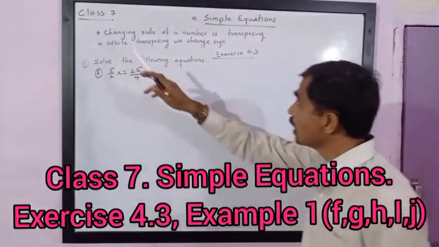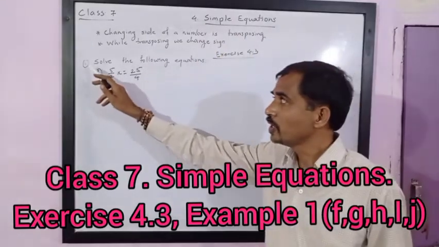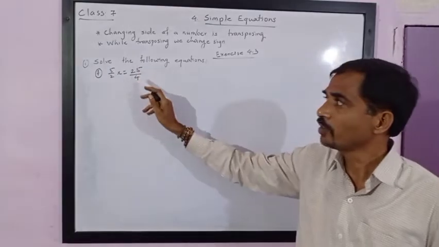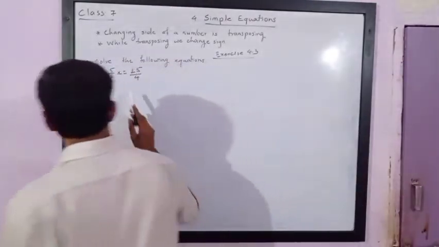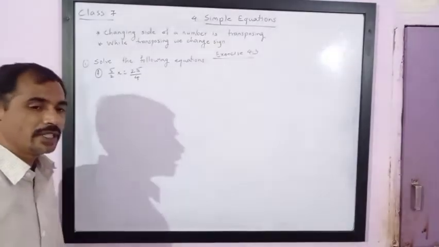Dear friends, in class 7, in chapter number 4, simple equation, we are solving the first question, and in that first question is 5 upon 2x is equal to 25 upon 4. We have to solve this equation. I have already told you, if you multiply by the reciprocal of the given fraction, then also we can solve it.